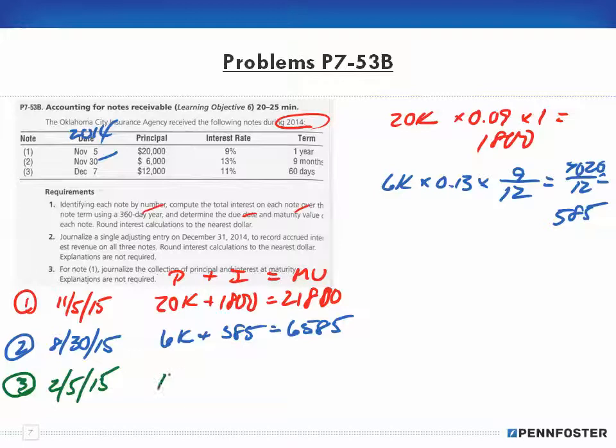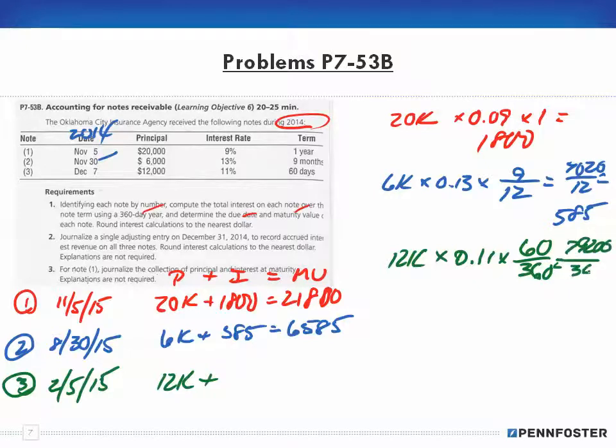All right, so 12,000 times 11% times 60 over 360 is equal to 12,000 times 0.11 times 60, which gives me 79,200 divided by 360, which gives me interest of 220. So it's 220, and my maturity value is $12,220. Okay, so that's number 1.